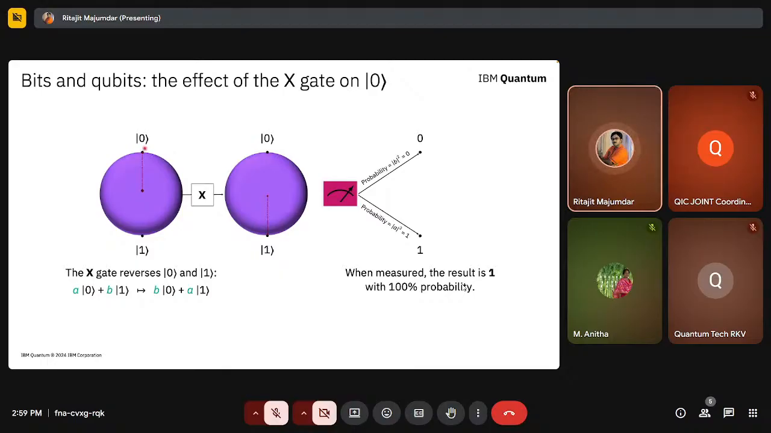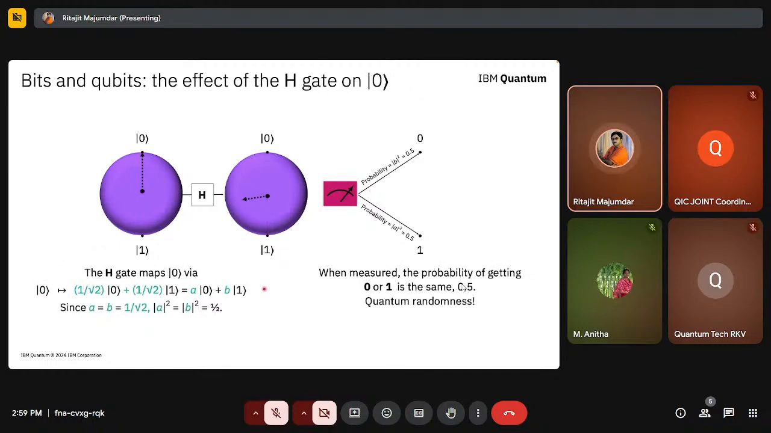Now, when I apply the X gate, it will flip. And now if I measure, I will always get the outcome 1 with probability 1. But this gate can also act on superpositions. So I can also take a0 plus b1 and convert it to b0 plus a1. So now, previously the probability of getting 0 was a squared, now my probability of getting 1 is a squared. This is how it changes.